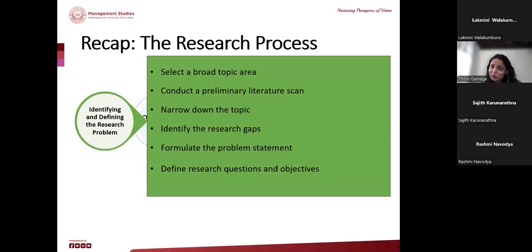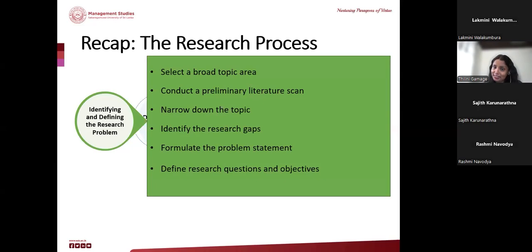As I told you, the first step is about identifying and defining the research problem, which is very important. I don't think I need to discuss it in detail as it has already been covered, but I will quickly take you through this. You all start by selecting a broad topic area.